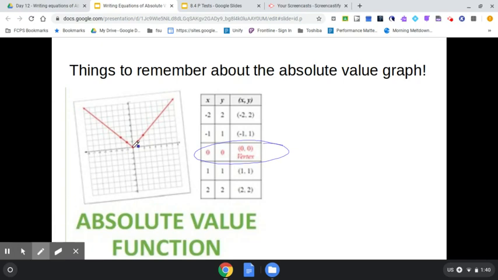That's important because we're going to be using that as a reference point. And then typically when we move right 1 unit on the absolute value parent function, we have to move up 1 unit to get to that next point on the graph. That is another reference point that we're going to be using when we go to write the equation of the absolute value graphs. Also, something to keep in mind, our parent function looks like y equals the absolute value of x, or f of x is equal to the absolute value of x.